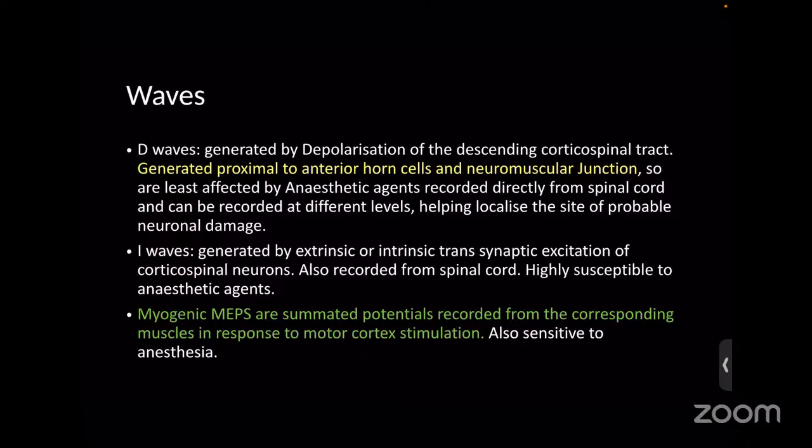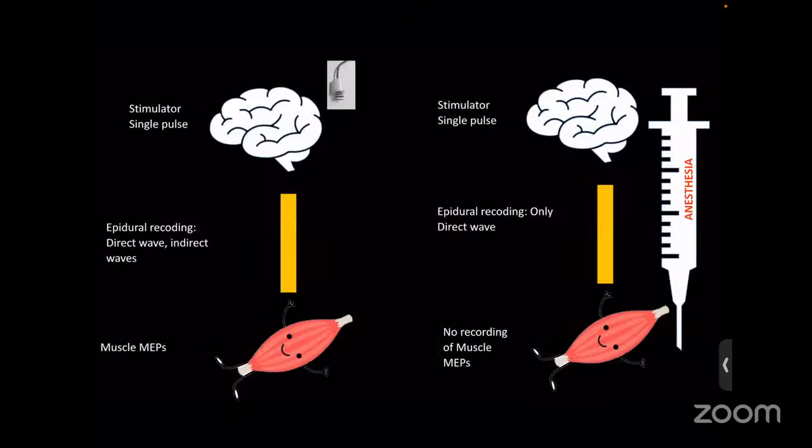What we are going to focus on is a myogenic MEP, which is a summated potential recorded from the corresponding muscles via motor cortex stimulation. What does that mean? This is what it is.